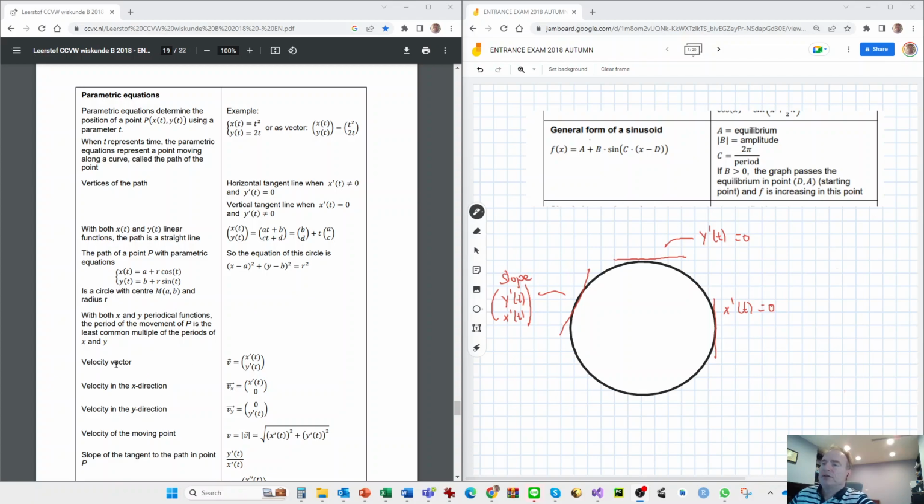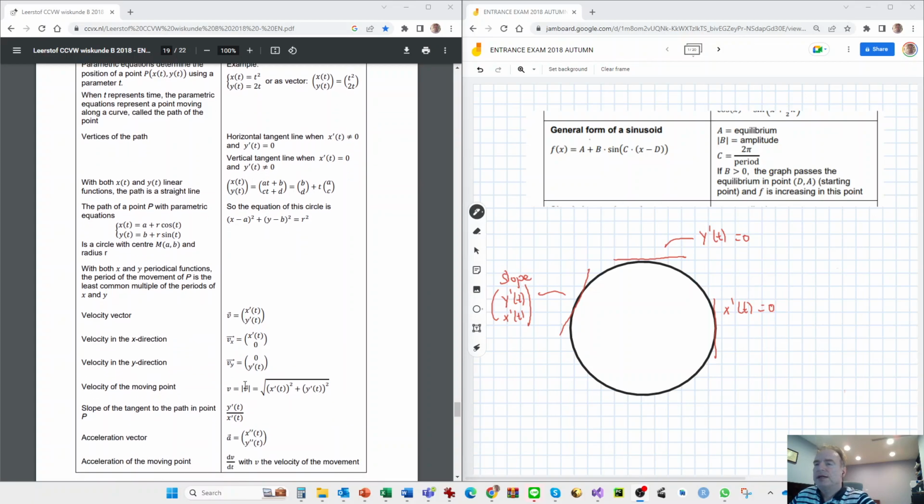And you can define a velocity vector as (x prime of t, y prime of t), and obviously you can just decompose this in an x and y direction, and you can define a velocity. I've definitely seen a question asking for this, and that's just the norm of the velocity vector. So this velocity doesn't have a direction, it's just a scalar number, but it is the magnitude or norm of the vector.